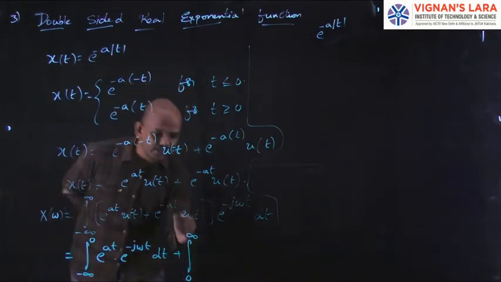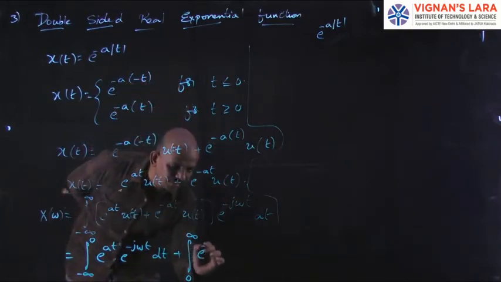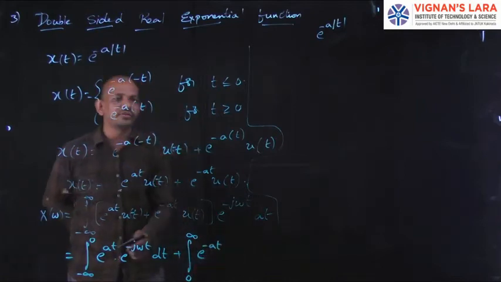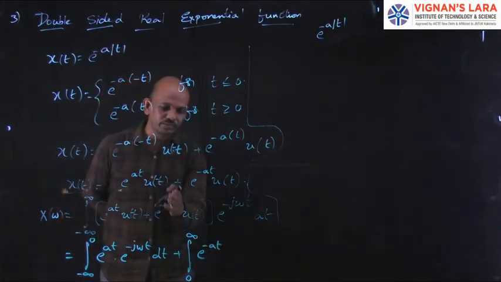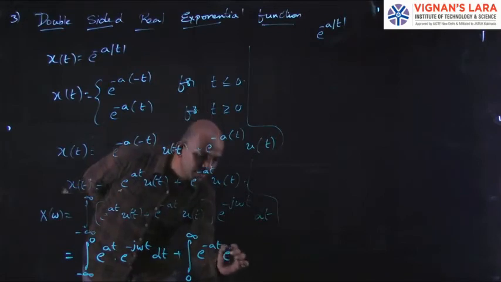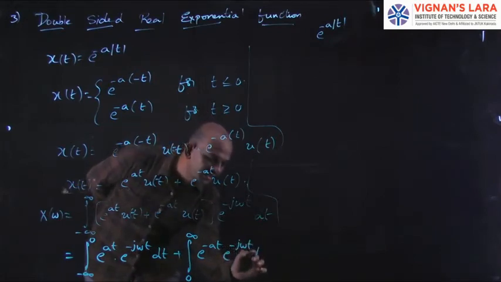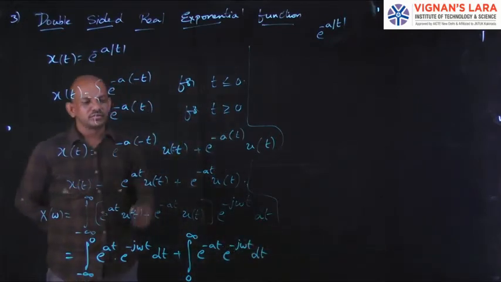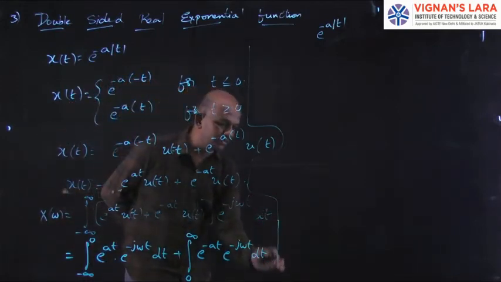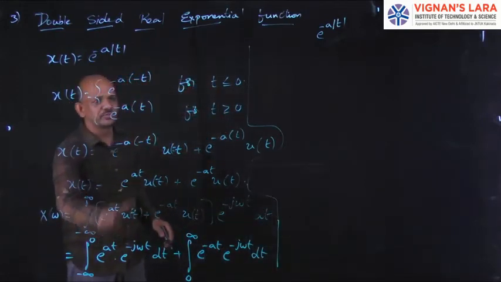So simply here I will get e power minus at, and the u of t value is 1, no need to write that one. So e power minus at into e power minus j omega t dt. So this is how to write this one and simplify this one.